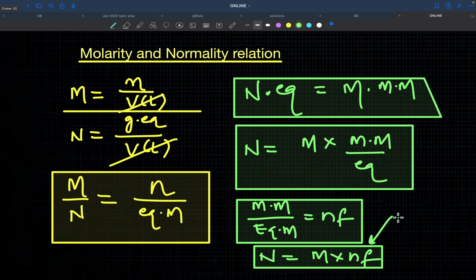If your n factor is 1, both are equal. If n factor is 2, normality is double. If n factor is 3, normality is triple the molarity. This is how you calculate it.